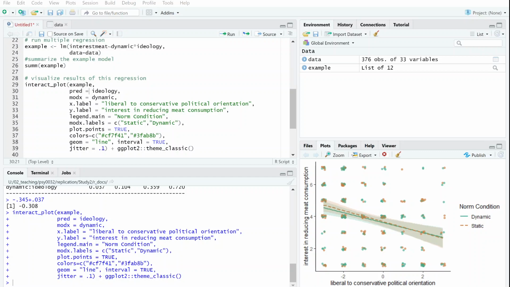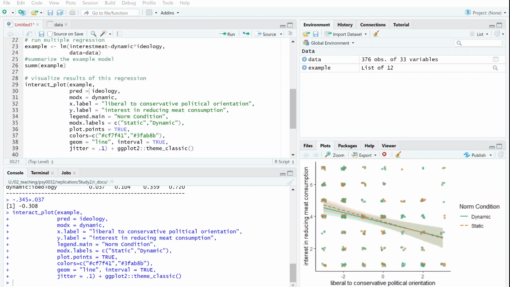Well, of course you have a graph to support your interpretation, but you also need more statistics to help support your interpretation. And so that's what I want to show you next. So let's pretend for a moment that this was a significant interaction between norm condition and political ideology in our understanding of how these variables relate to interest in reducing meat consumption. We would need to go forward and interpret that somehow.